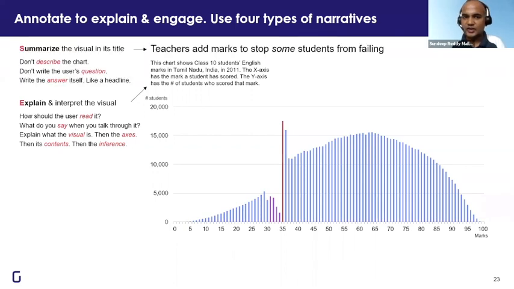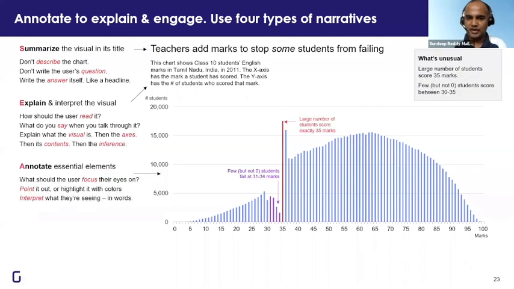Second, you're summarizing the chart's takeaway. The red line here summarizes that teachers add marks to stop some students from failing because the pass mark is 35. You see that magically 35 has a high bump across the board. So teachers are adding grace marks to get students to pass.